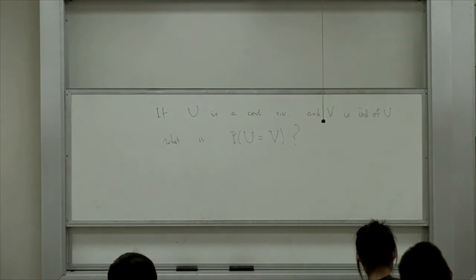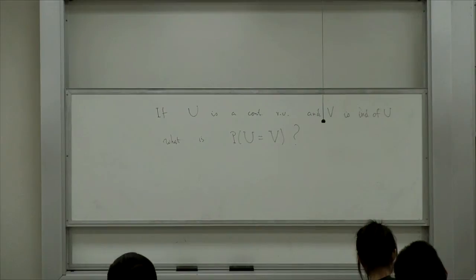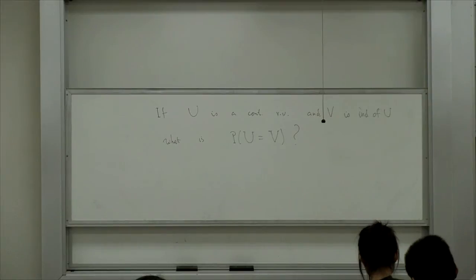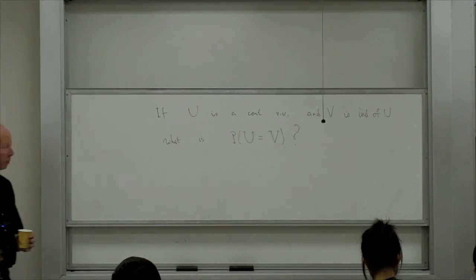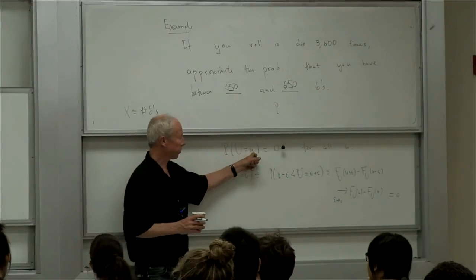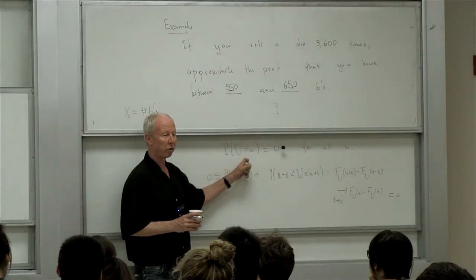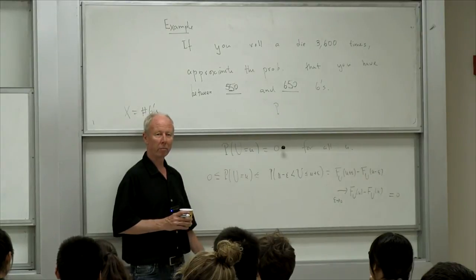Okay, take a couple examples. Suppose V is a Bernoulli random variable. What values could V have? 1 and 0. So what do you think the answer is then? What's the probability U is 0? 0. What's the probability U is 1? What's the probability U is any fixed value? 0. So what's the probability U is equal to V if V is Bernoulli? 0.